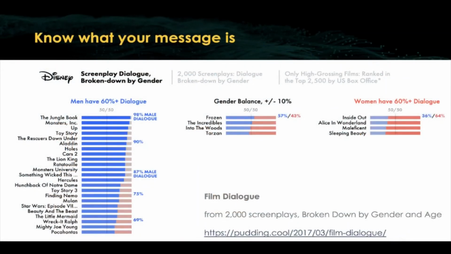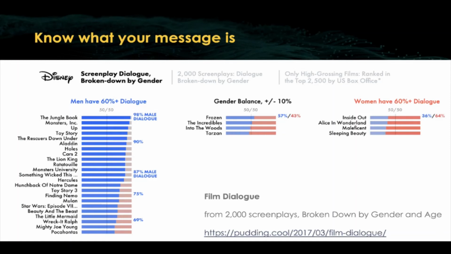So you need to know what your message is. Here is a great visualization from pudding.cool, and they want to show the issue around men having more dialogue in Disney movies. They've actually shown it in various other types of movies too. Very clear what the message is. So they've designed the visualization in a way that brings that across.